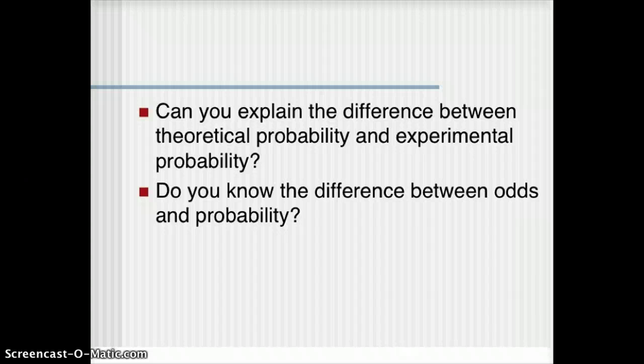And we'll see how you do with this. But I love probability. It's a lot of fun.